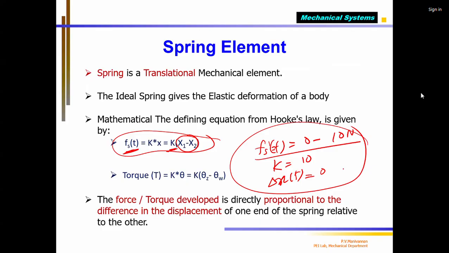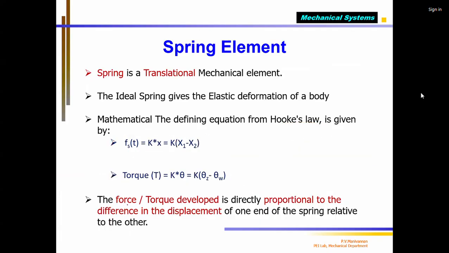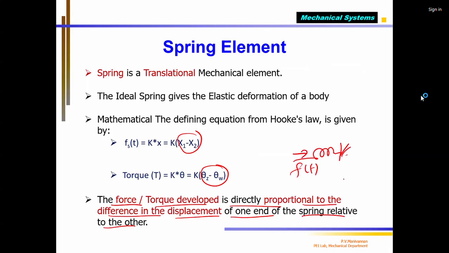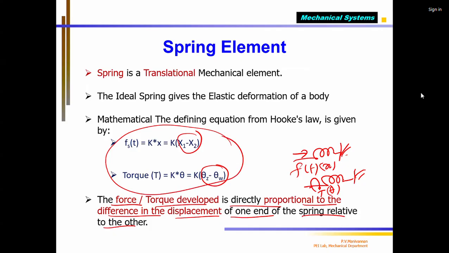That's what mathematical modeling is. So from this, what we understand is that the force or torque developed by the spring is directly proportional to the difference in the displacement, angular displacement or linear displacement, of one end of the spring relative to the other end. The other end I fix. I told you I can fix one end and apply a force F of t, or I can fix this one end and at the other end give a twisting torque. So theta varies. Here x varies, length varies. Here the angle of the other end. So automatically the coil also gets compressed. So this is how we find out the mathematics. This is called the mathematical model of a single element of a mechanical system.